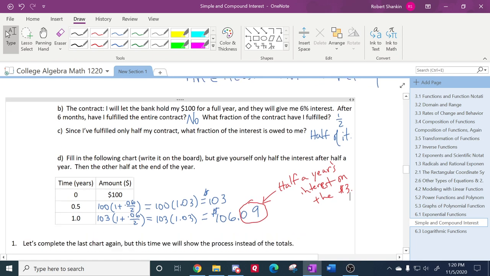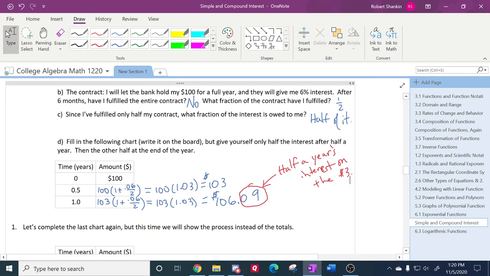All right. Any questions? Mr. Shankin, I have a question. Where did you get 103? I'm just confused where you got that one. Where I got this middle entry, the 103? Yeah. Okay, let me go over that again.